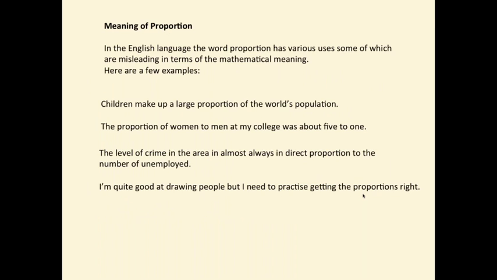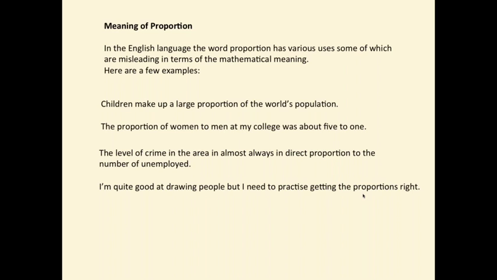In English, the word proportion is used in different ways, and some of them are fairly loose. So I've put some examples here just to illustrate the different ways in which proportion is used in language. And this is not always the same as the mathematical meaning. So if we have a look at these 4 sentences: children make up a large proportion of the world's population. The proportion of women to men at my college was about 5 to 1. The level of crime in the area is almost always in direct proportion to the number of unemployed. And I'm quite good at drawing people, but I need to practice getting the proportions right.